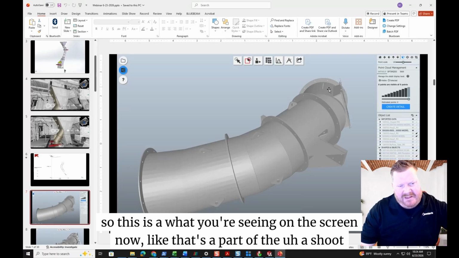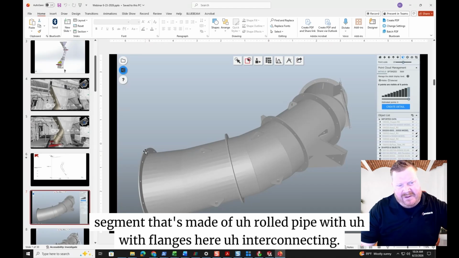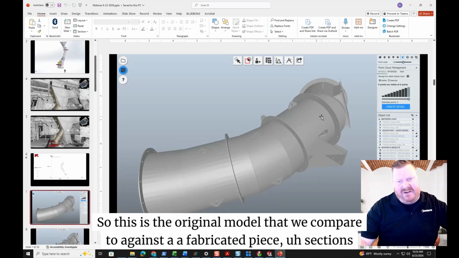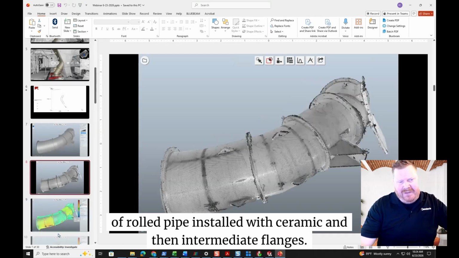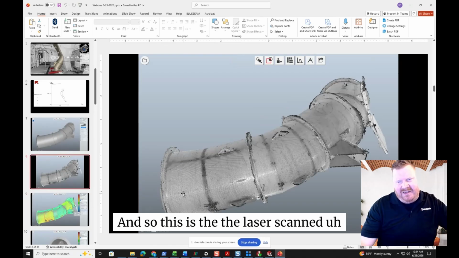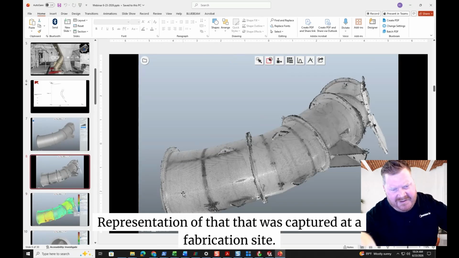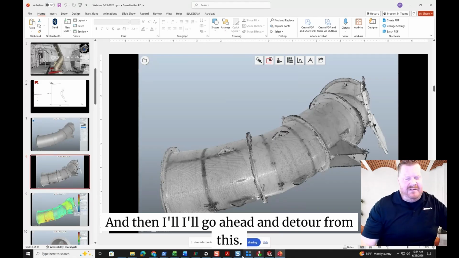That's a part of a chute segment made of rolled pipe with flanges interconnecting here. This is the original model that we compared against a fabricated piece, sections of rolled pipe installed with ceramic and intermediate flanges. And this is the laser scanned representation of that, captured at a fabrication site. And then I'll go ahead and detour from this.